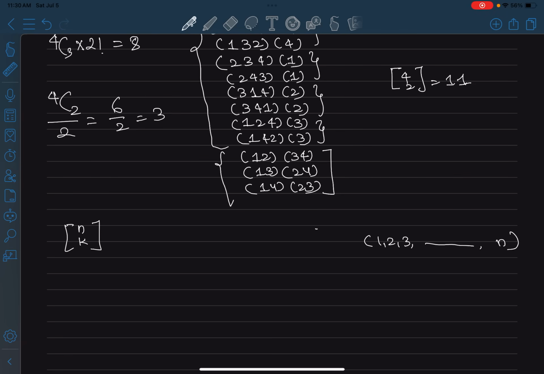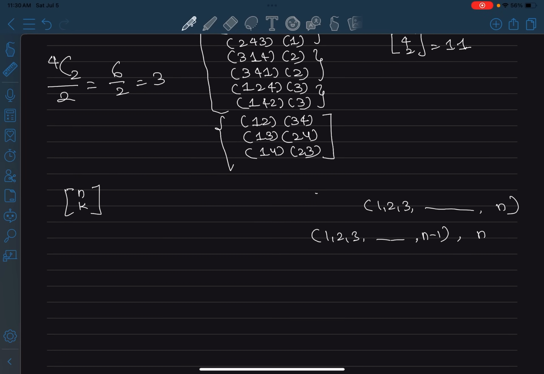Now to get this, let's just take n minus 1 elements. Let's just know that we know everything about n minus 1 elements. I mean, how many such permutations can be made using n minus 1 elements for any number of cycles? Let's say we know that, and then there is this extra number. Notice that if we have n minus 1 elements, we already know how many k cycles can be made from n minus 1 elements, right?